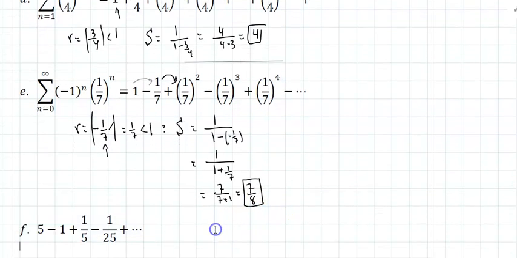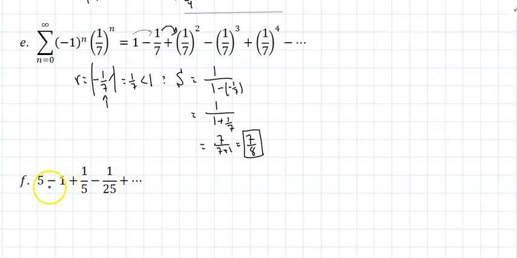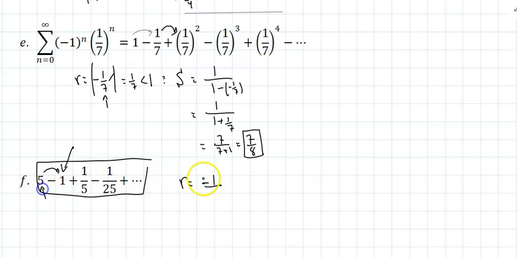And they could not give us the formula. They could just give us the list of numbers. Here's the list. You start with 5, then negative 1, then 1/5. Well, what do you multiply 5 with to get negative 1? That's a bit hard to see. Well, R equals any term divided by the previous term. R is really negative 1/5.